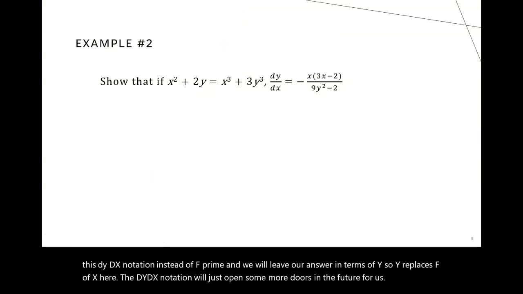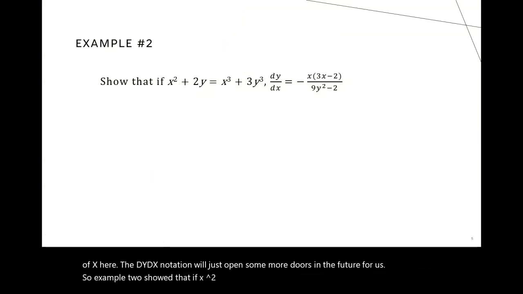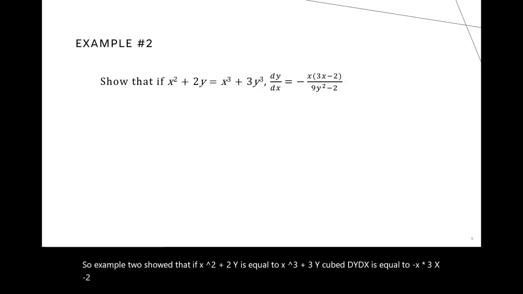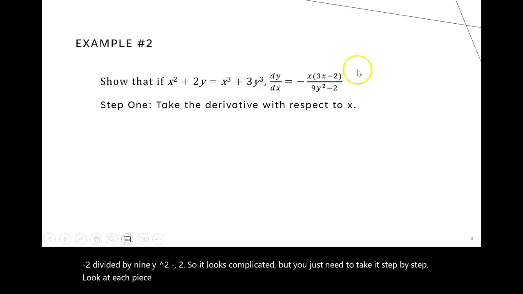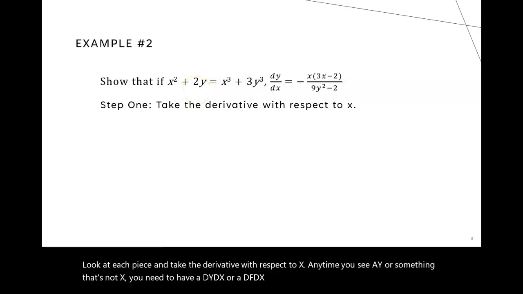All right, so example 2, show that if x squared plus 2y is equal to x cubed plus 3y cubed, dy dx is equal to negative x times 3x minus 2 divided by 9y squared minus 2. So it looks complicated, but you just need to take it step by step, look at each piece, and take the derivative with respect to x. Anytime you see a y or something that's not x, you need to have a dy dx or a df dx or whatever the variable is, dz dx, right?